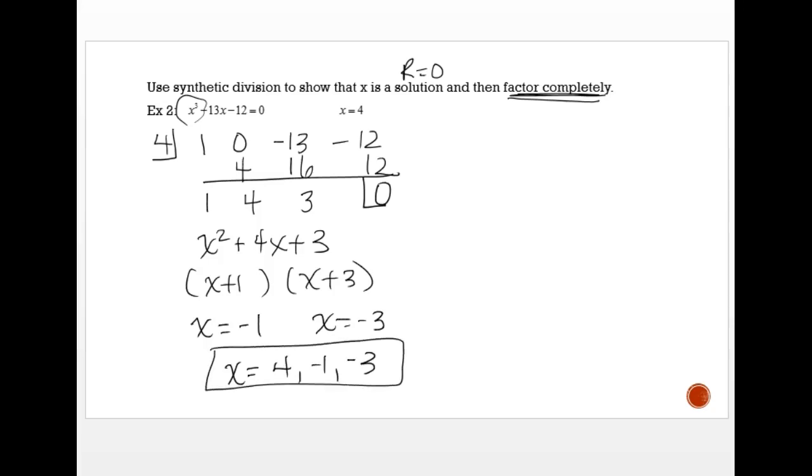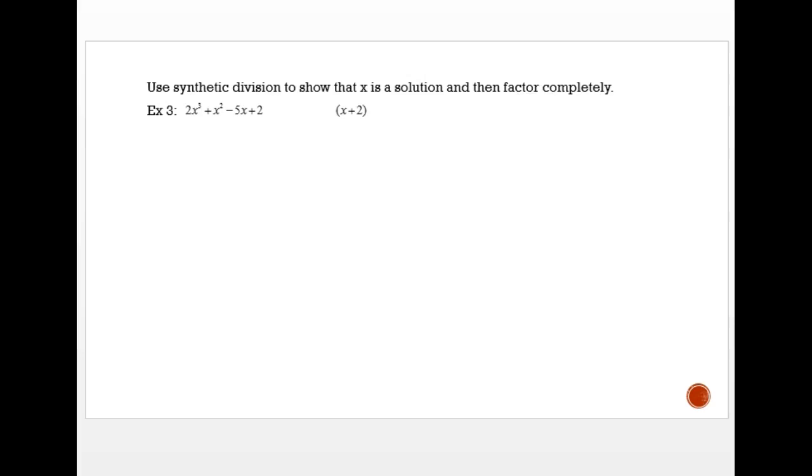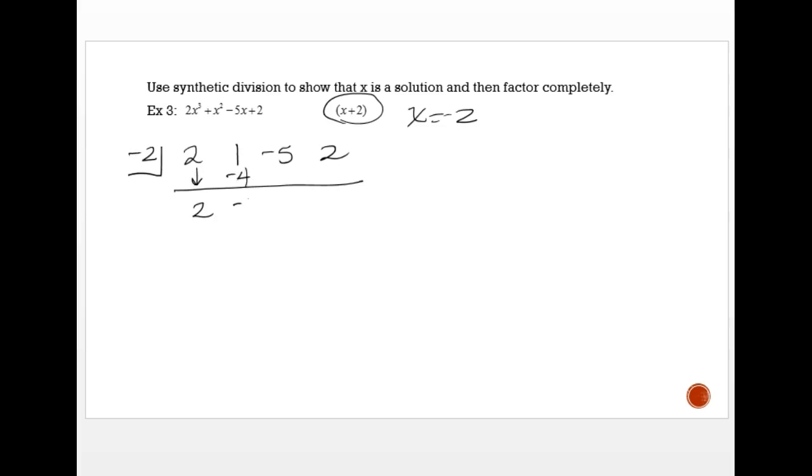All right? So let's try another one. Same thing. Bring your coefficients down. 2, 1, negative 5, and 2. Now they gave it to me in a factor form. So what does that mean? That means x is negative 2. So I'm going to divide by negative 2. Bring that 2 down. 2 times negative 2 is negative 4. Negative 3. Negative 3 times negative 2 is positive 6. Gives me a positive 1, negative 2, and 0.